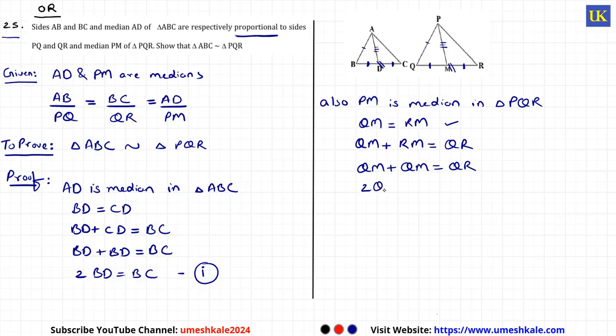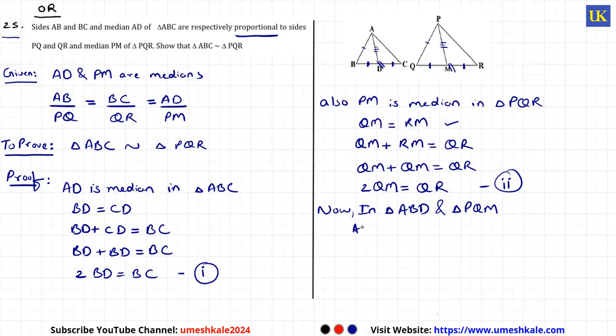So 2 times QM is equal to QR. I will name this as the second equation. Now, in triangle ABD and triangle PQM, I will take these two small triangles, this small triangle and this small triangle.